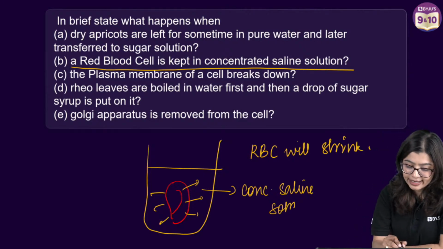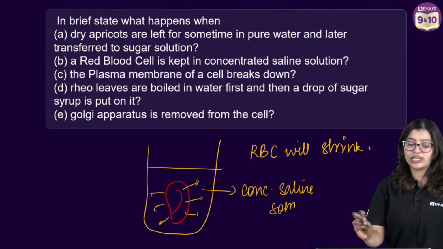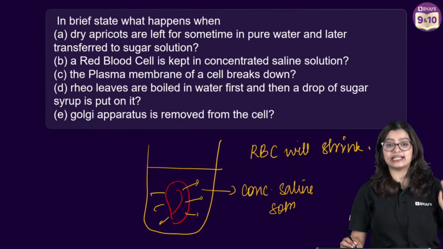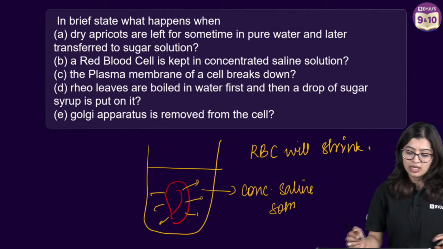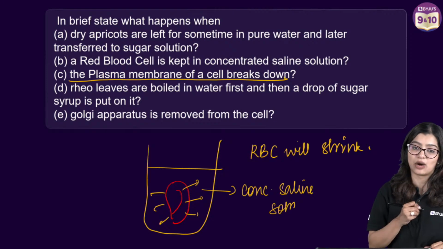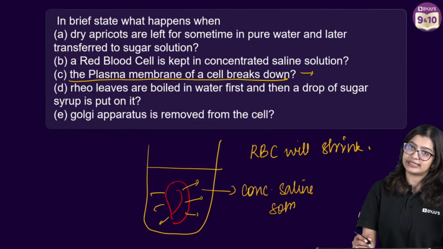Now the next one is if the plasma membrane of the cell breaks down. So here, how to do these questions? You have to do it one after the other. It is give reason, so you will have to write it separately and you will get 1 mark. If the plasma membrane of a cell breaks down, what is going to happen? We have already discussed. Cellular content will leak, the cell will die.